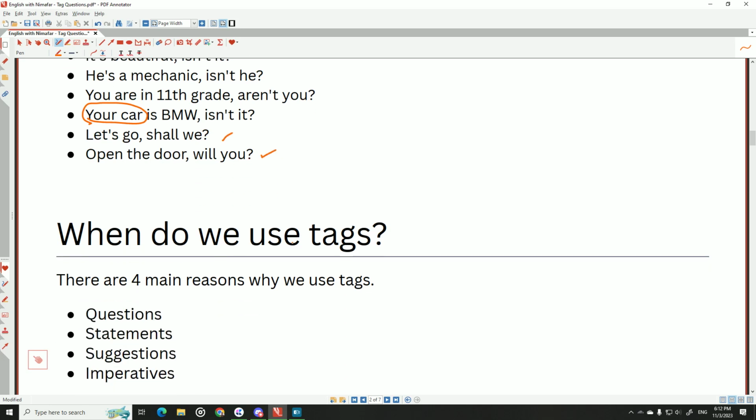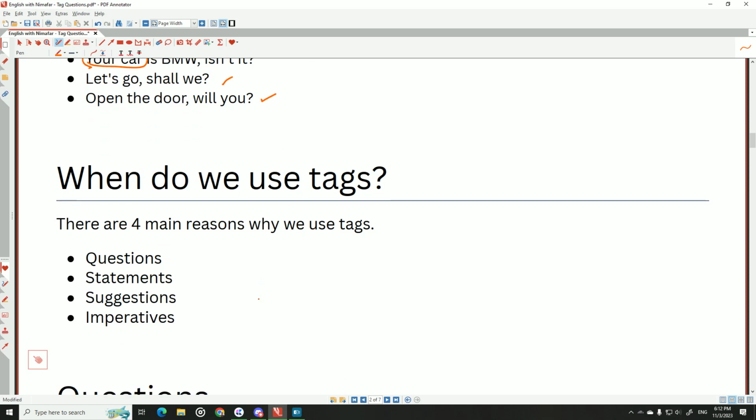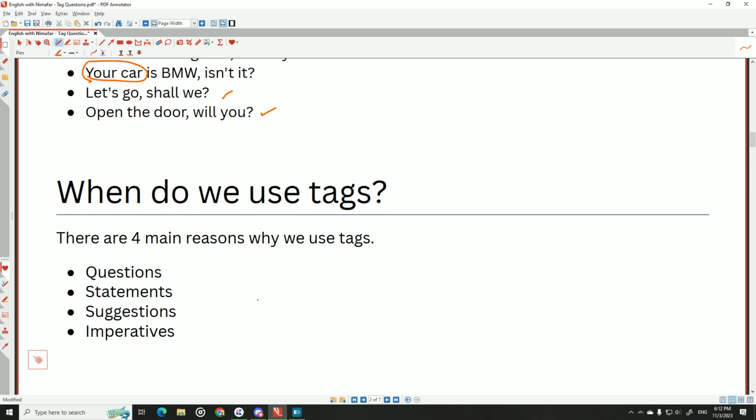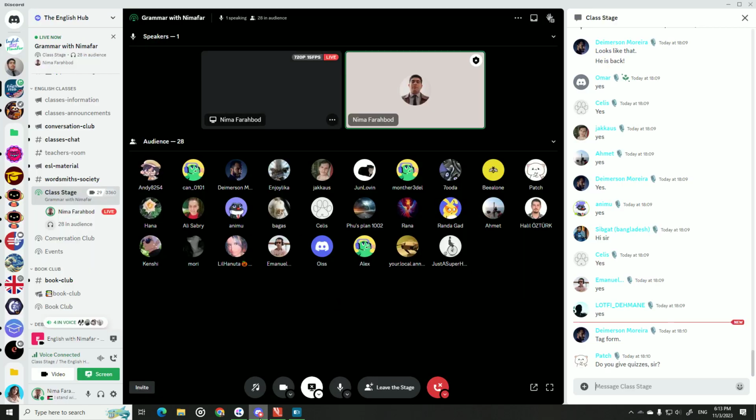We'll talk about them. But when do we use tags? That's the question. Okay, we understood that there is a structure, we have to use it. But when shall we use it? As you know, there are four main reasons why we use tags and why you should learn this grammar. For questions, when you want to ask some questions, you can use it. A statement, for example, it's beautiful, isn't it? Suggestion, when you want to suggest something to someone, for example, let's go, shall we? You hear this tag form, shall we, in movies a lot. I say, shall we? And they start moving. And imperatives. Imperative means commands, orders. Open the door, will you?